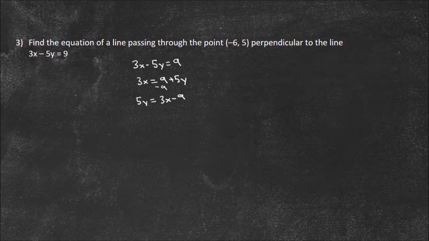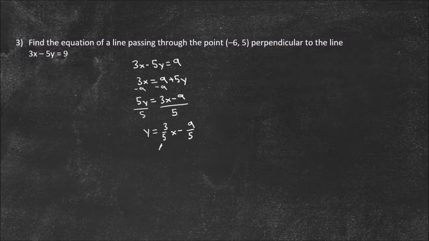So what I did is I subtracted 9 from both sides, but then I didn't want to have the y on the right hand side anymore, so I brought it to the left, but that doesn't change anything. So 5y equals 3x minus 9. Okay, and then I need to divide everything by 5 because it needs to be y equals mx plus b, so I get 3/5 x minus 9/5.